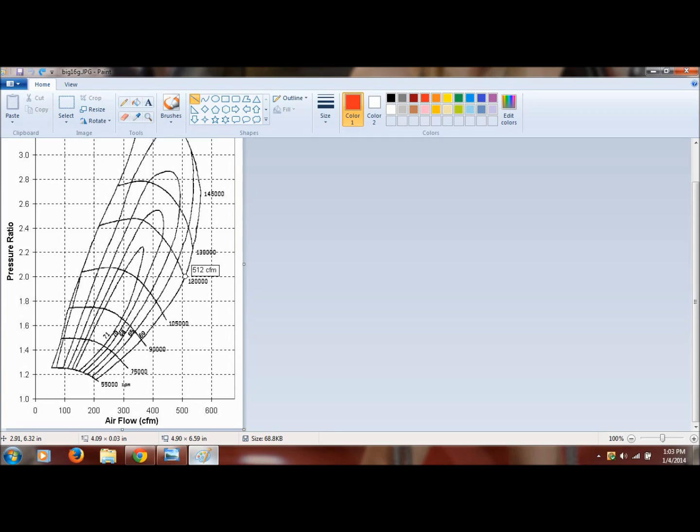Let's go to lesson 2. Lesson 2 is we're going to determine how well the turbo will spool. We can use this map to get a general idea of how quickly a turbo is capable of spooling up to a certain boost level. In this case, we're going to use 20 psi, just as a starting point.